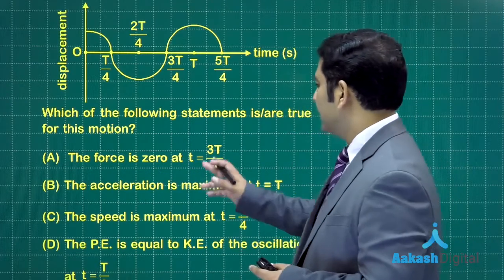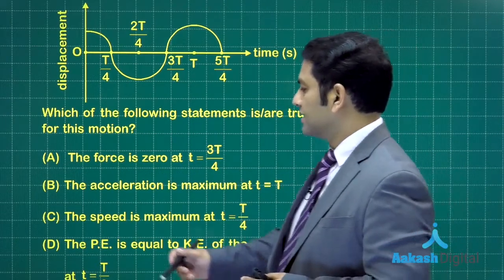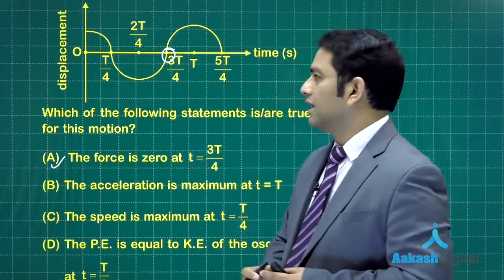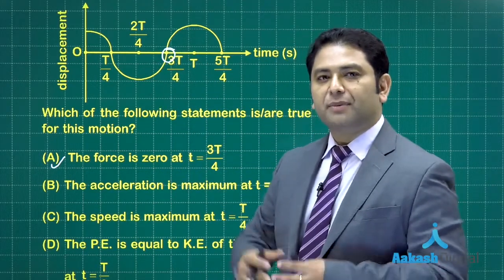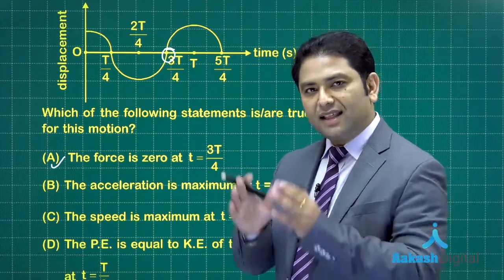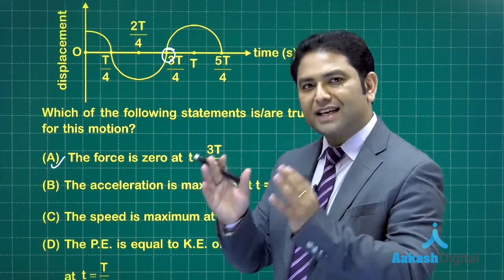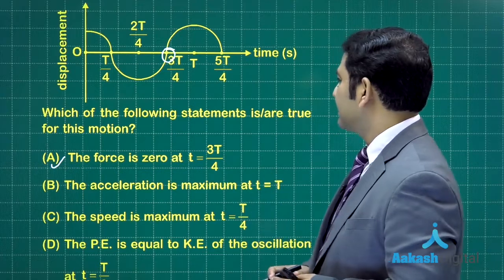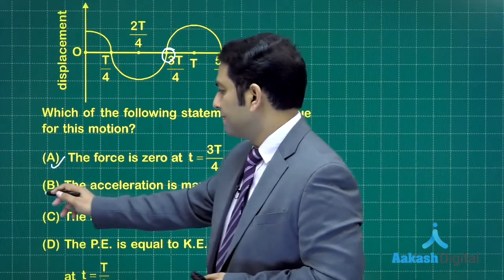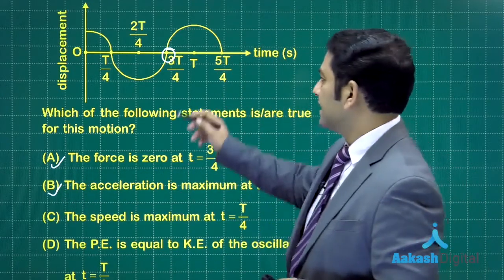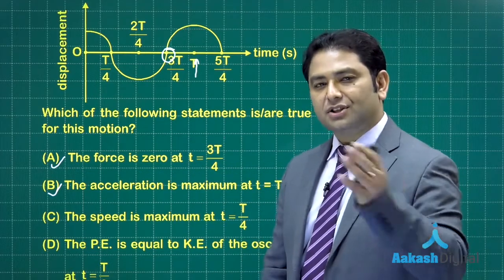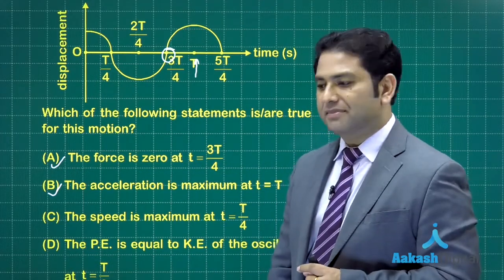Force is 0 at t equals to 3T by 4. This is correct. Why so? Because at 3T by 4, the displacement is 0. The particle is at the mean position. That means the force has to be 0. The second case, acceleration is maximum at t equals to capital T. That's again correct. Because at this time, the particle is at extreme, at the amplitude. So the acceleration has to be maximum.